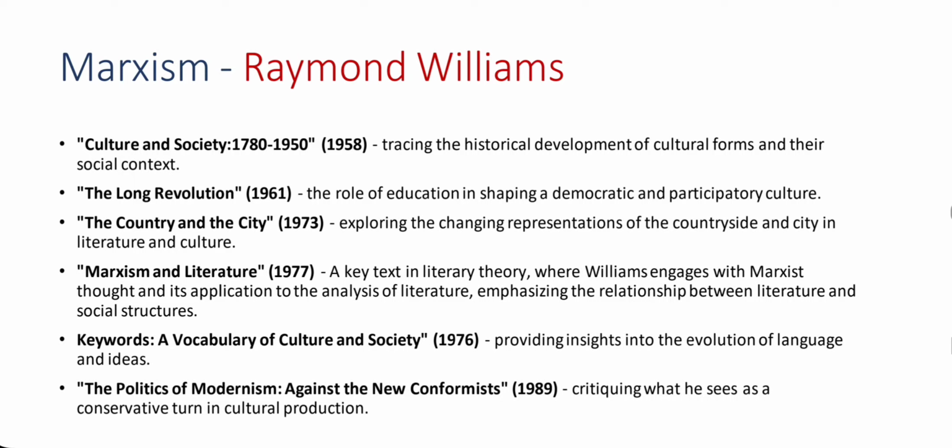Next is The Country and the City, 1973. Williams contrasts rural and urban life, exploring the changing representations of the countryside and city in literature and culture.